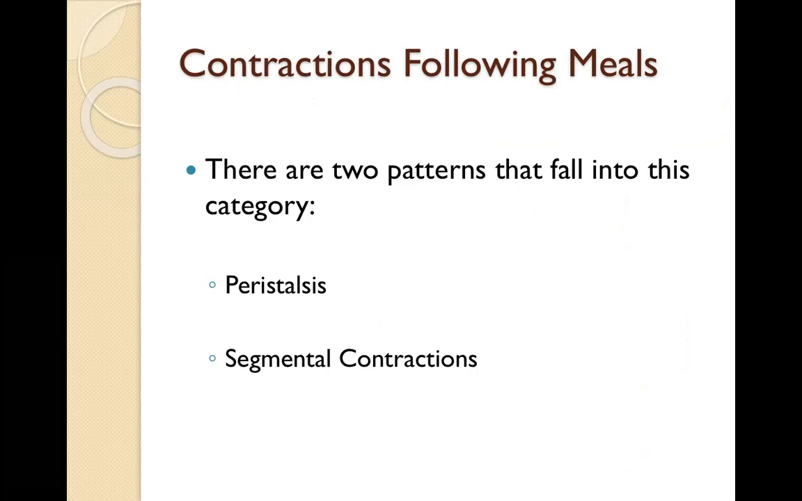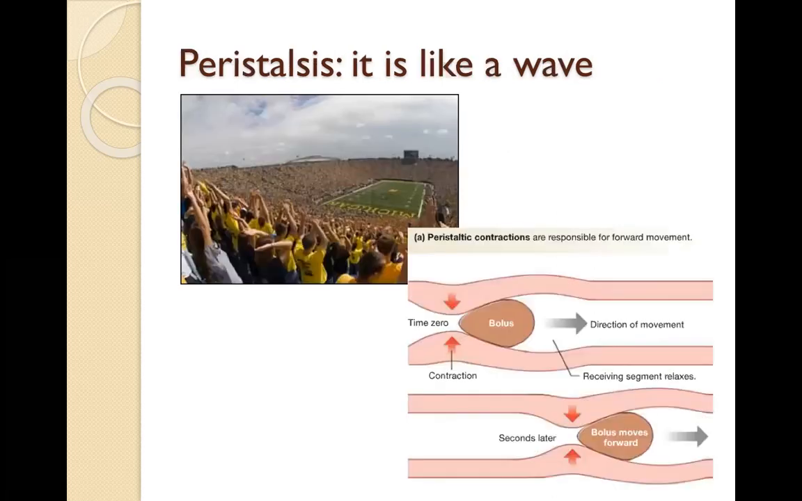There are two types of contraction that happen immediately following meals. And so these two patterns are peristalsis and segmental contractions. Segmental contractions actually occur after a meal, but peristalsis occurs while you're eating as well.